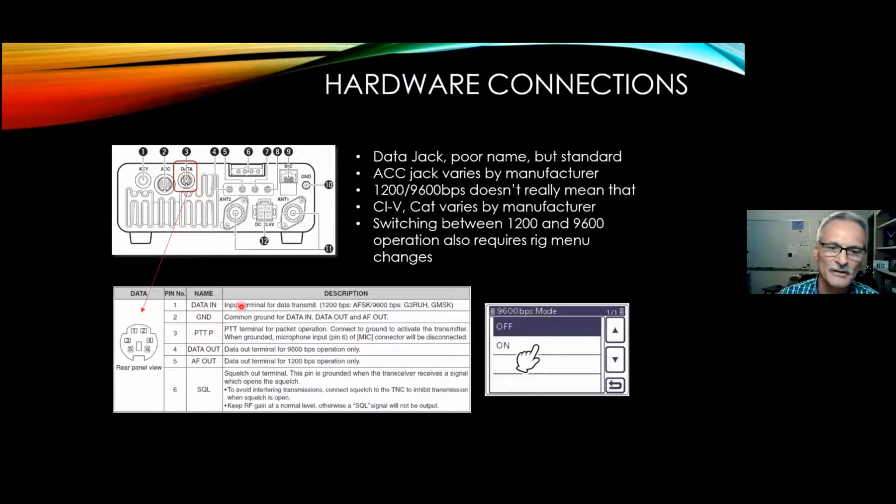So we made the transmit data pin common between the two different modes, and then you have to go to a menu inside the radio and tell it you want to switch to 9600 mode, and that is what changes this pin from 1200 to 9600.